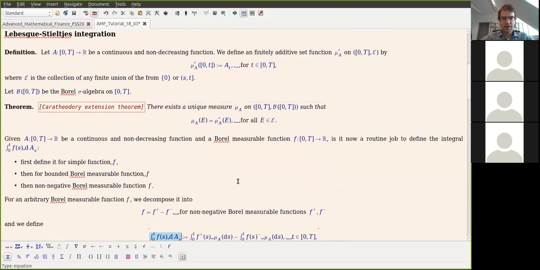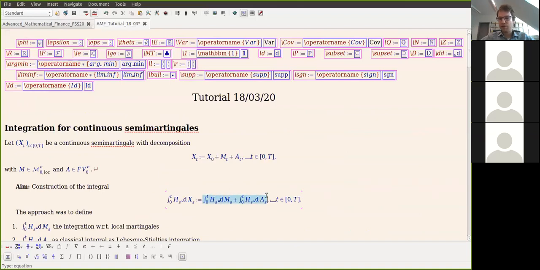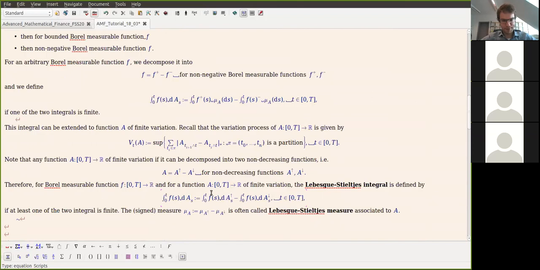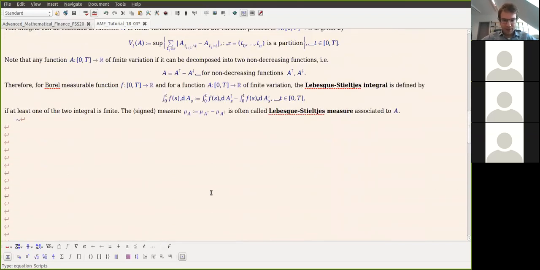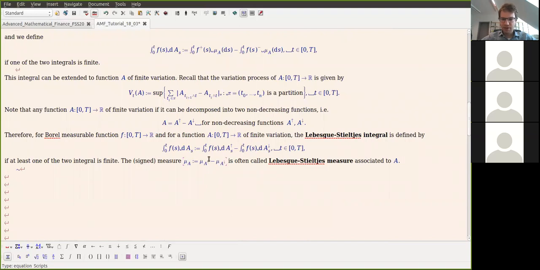This is the same idea as we go back here. It's what we do here, right? We want the integral to be a bilinear operator, meaning it's linear in h and linear in x. As long as we take sums and differences, this is preserved. So that's the proper definition of what we call the Lebesgue-Stieltjes integral. And often the associated measure to A, which is of finite variation, is called the Lebesgue-Stieltjes measure.